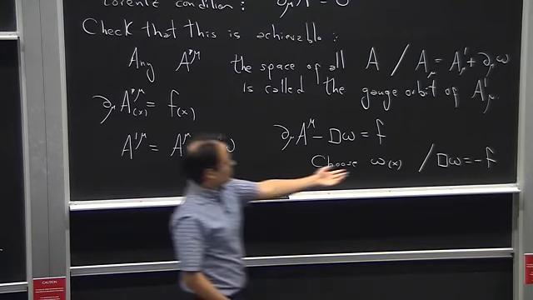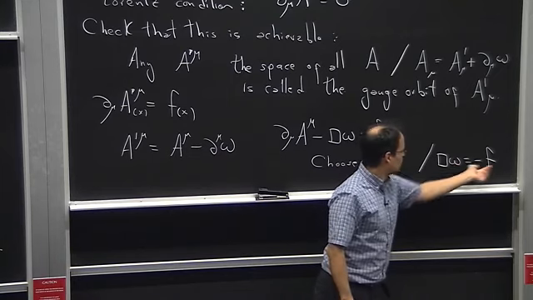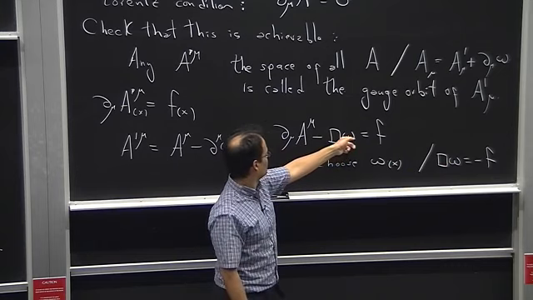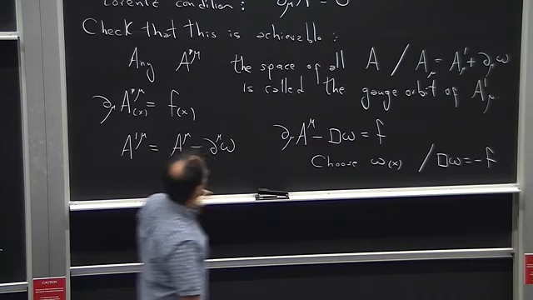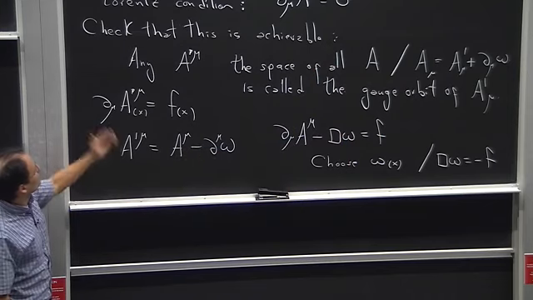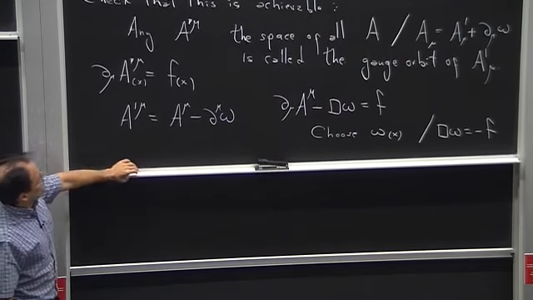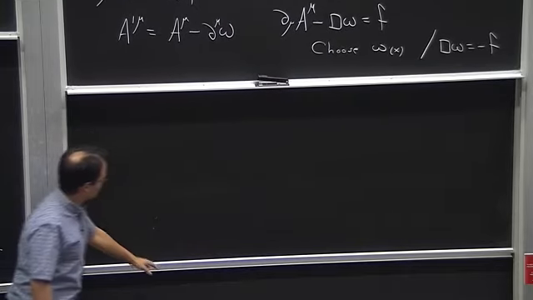And this system of equations always has solutions, and therefore we can plug it back here and find a representative in the gauge orbit that satisfies the condition. Okay? So this is a good condition.